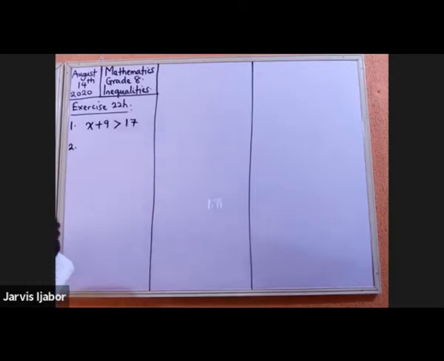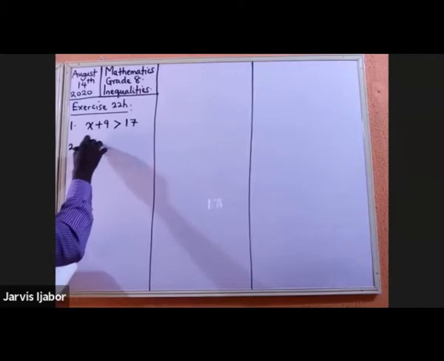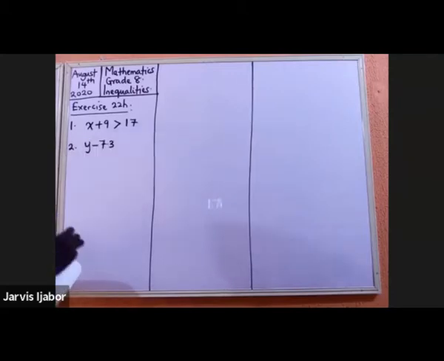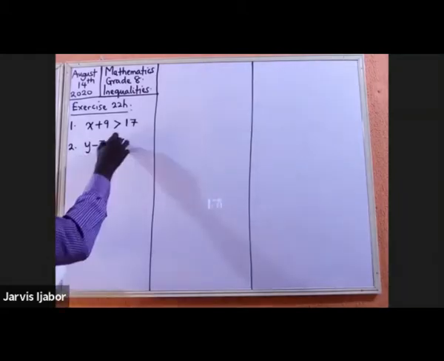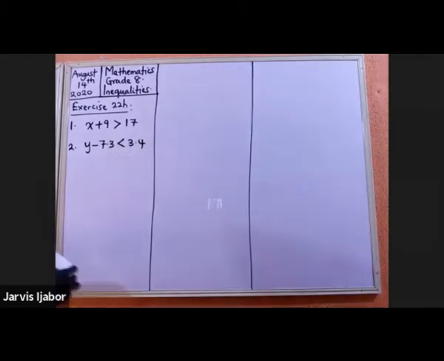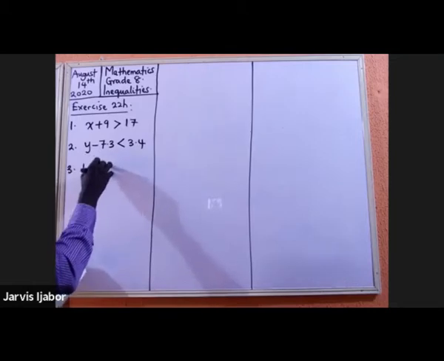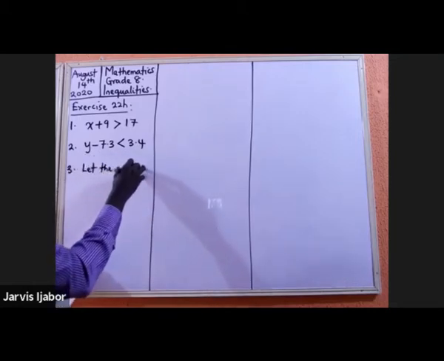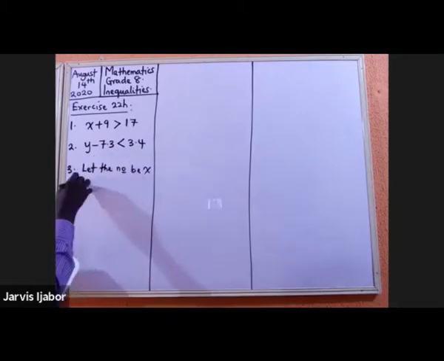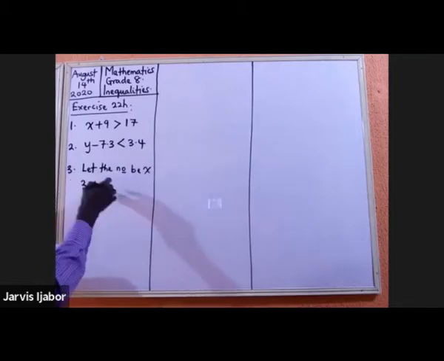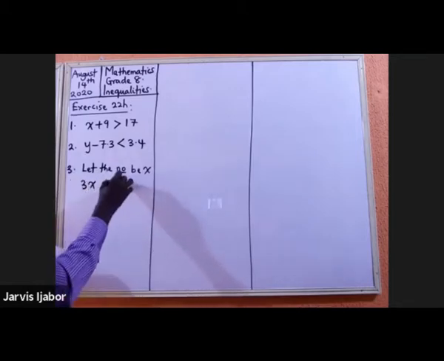Number two, if 7.3 is subtracted from y, I start with y, I remove 7.3. The result is less than 3.4. So that's the second one. Question 3. 3 times a certain number is not greater than 54. Let the number be x. So 3 times x is not greater than, that means it's less than or equal to 54.